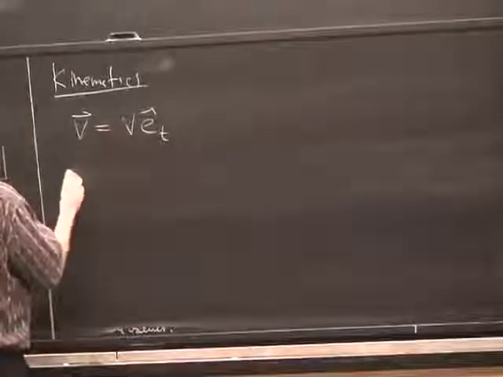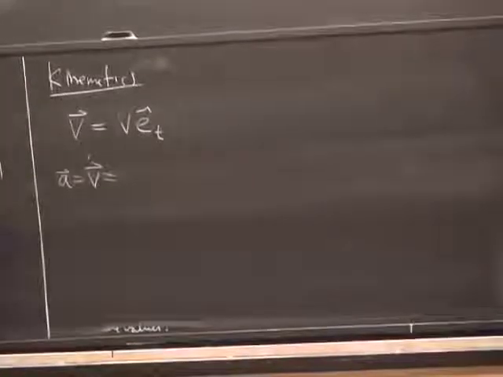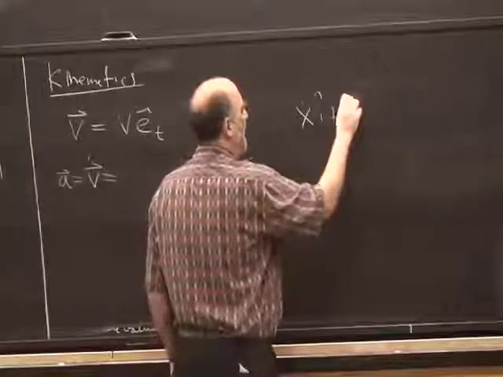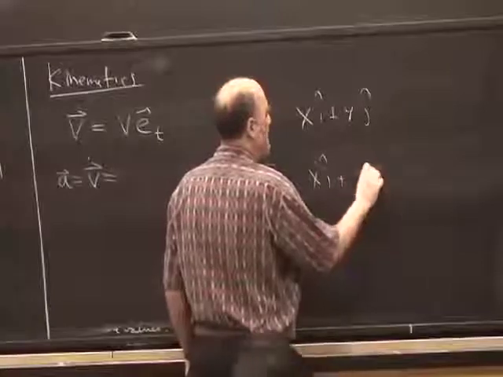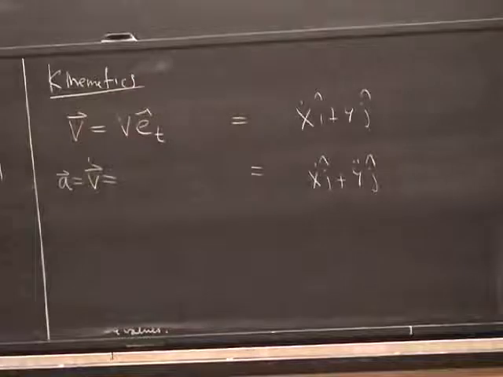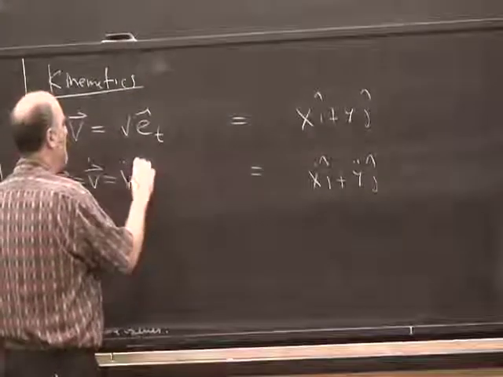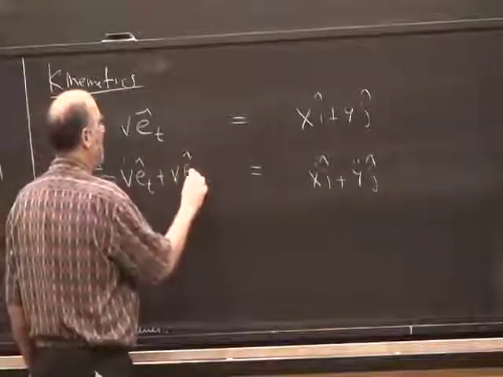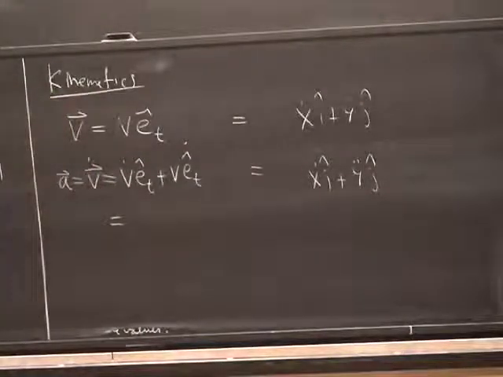Now if we want to figure out what the acceleration is, that's the rate of change of velocity. Of course on the side here, we could have put that the velocity is x dot i plus y dot j, and then the acceleration is x double dot i plus y double dot j. But now we want to think about this a different way. So what's the acceleration? It's v dot times the unit vector in the direction of the velocity plus v times et dot. But what is et dot?